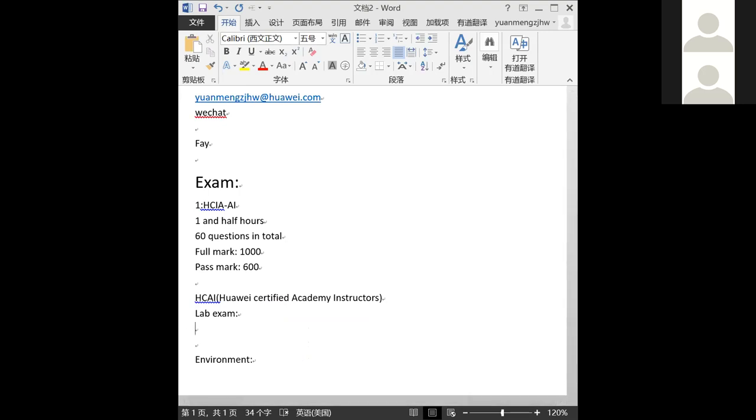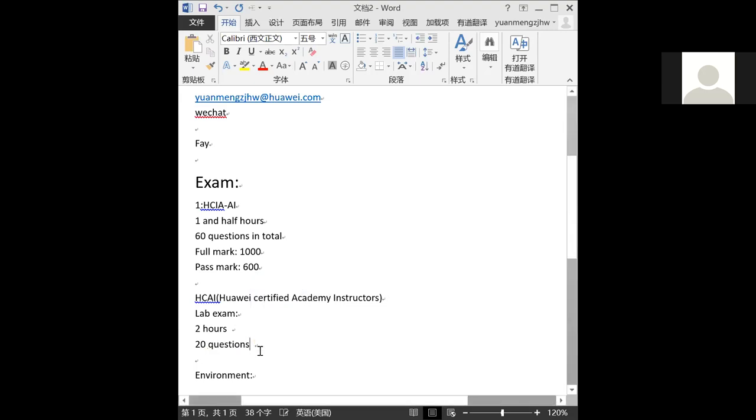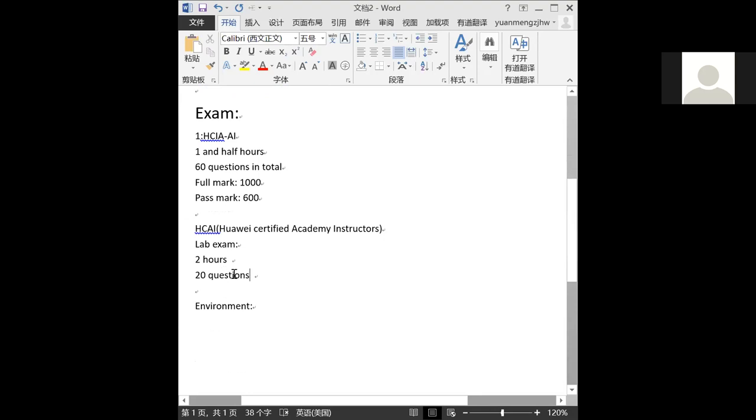In the lab exam, the duration is 2 hours, and there are 20 questions. For this lab exam, you will open a Jupyter notebook, and there are some questions, and you need to write down some code. You need to program according to these questions. The full mark is also 1,000, and the pass mark is 900.